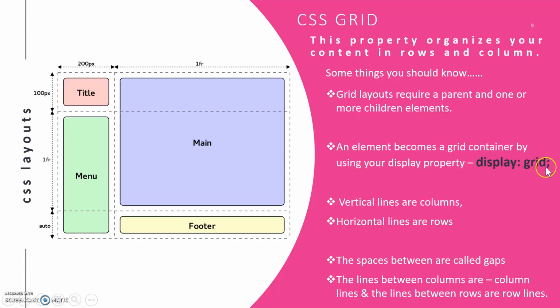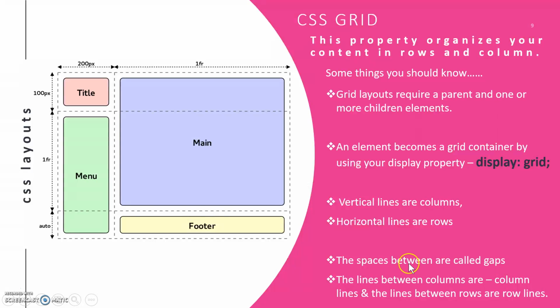This is how you would do it, display grid. This is the black example of the coding. Vertical lines are columns, horizontal lines are rows. The space between, like right here, would be your gap. So if you need to put a gap in there, that would be your gap code.